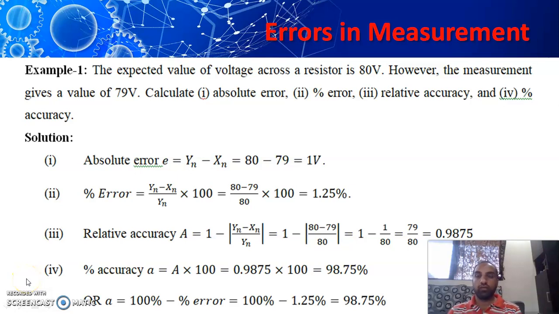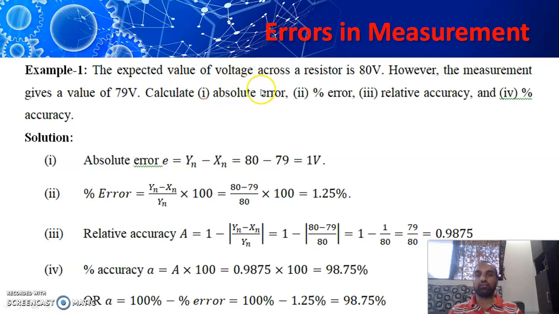Hello friends, in the last lecture we discussed the errors in measurement. Now we see some examples related to those errors and how to calculate different types of errors. So this is one example. The expected value of voltage across a resistor is 80 volt and the measurement gives the value of 79, and we have to calculate absolute error, percentage error, relative accuracy and percentage accuracy.